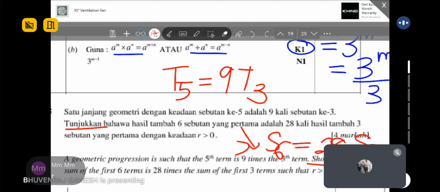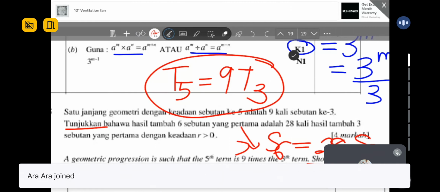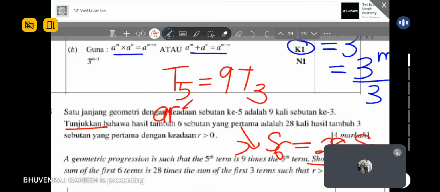Yes, very good. Okay, you must find the R value first. So guys, you can use this equation to find your R value. Cari nilai R. Okay, so you will get AR power 4 equal to 9 AR square. So A and A boleh potong. I'm using this formula guys. Saya tengah guna rumus yang ni.